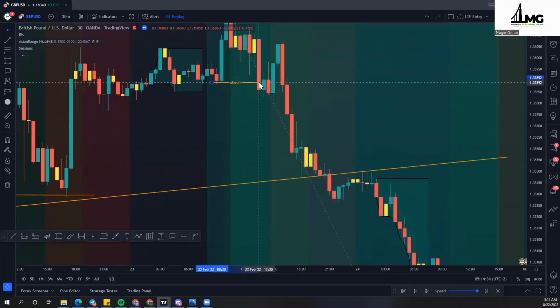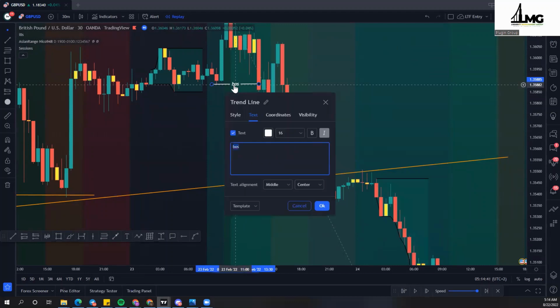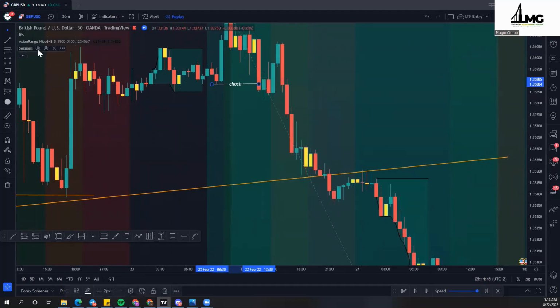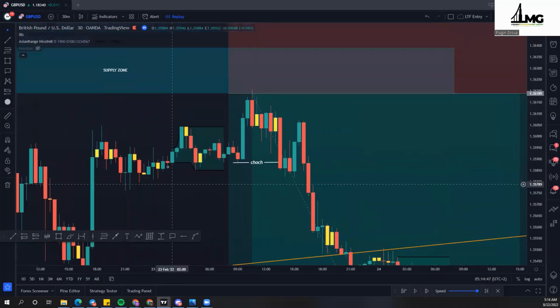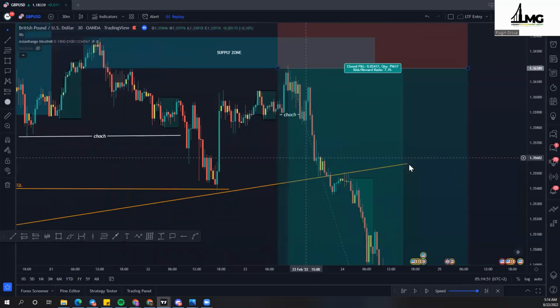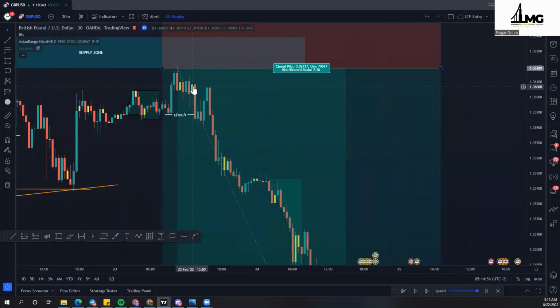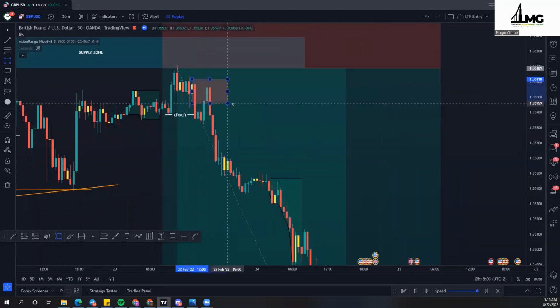So let's try to build this confluence. Okay, so here we get a break of structure. And then we say change of character. So what do we have here? Yeah, so we get price pushed to the downside strongly, and then it gets back to this lower time frame zone. So this could have been another entry point right here.